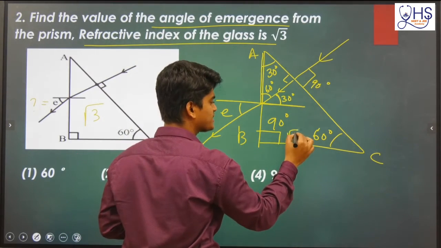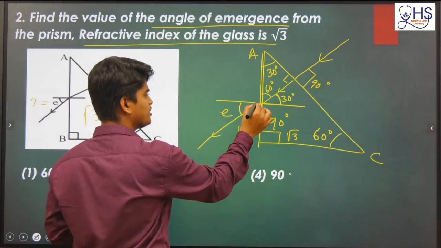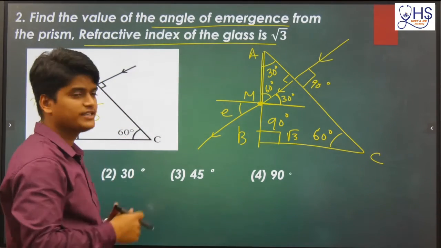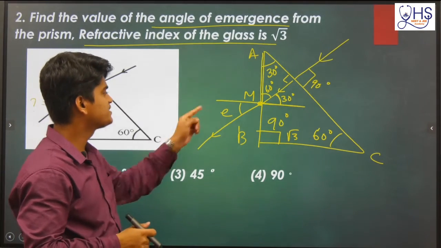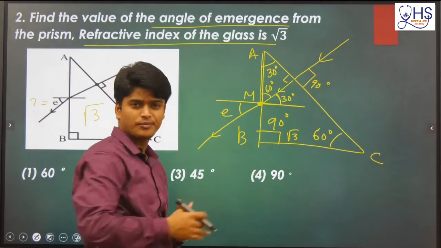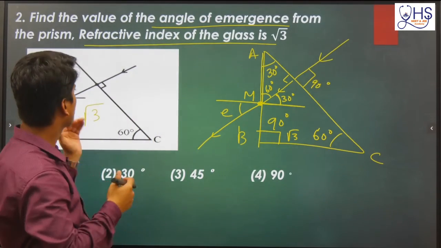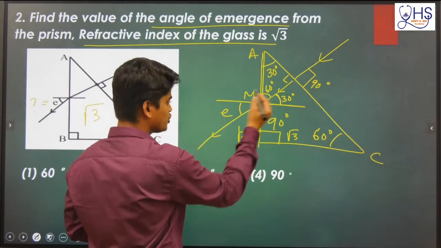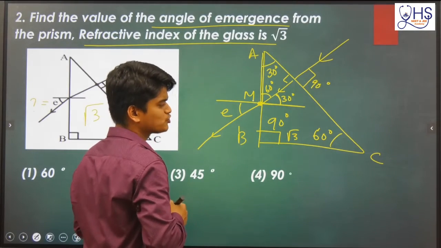Now this refractive index is given as root 3. Now this point let me take as M. Now we need to apply Snell's law to find this angle of emergence E, and here I am solving a little geometrically. Try to understand this because it is a question from ray optics. Now listen here. If I apply Snell's law at this point M, what can I write?